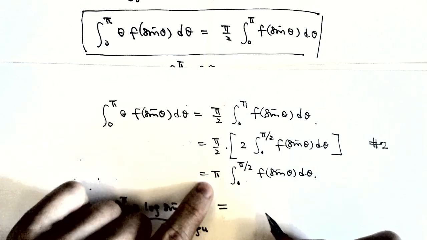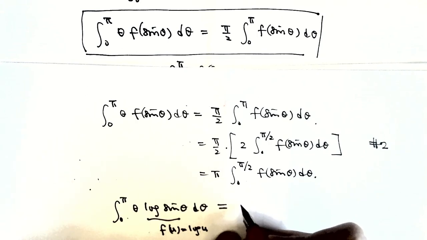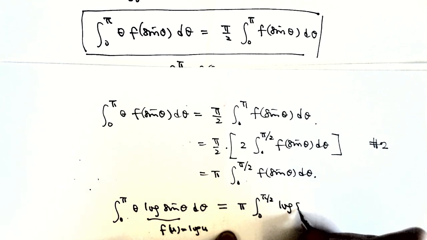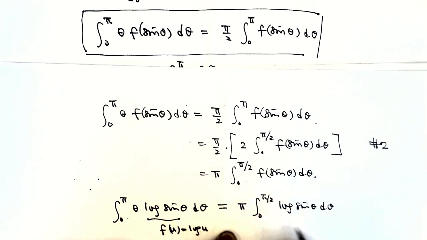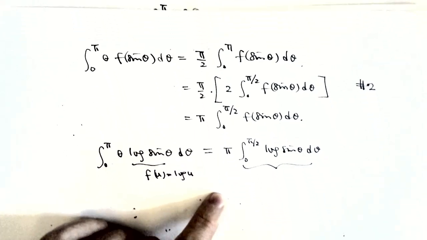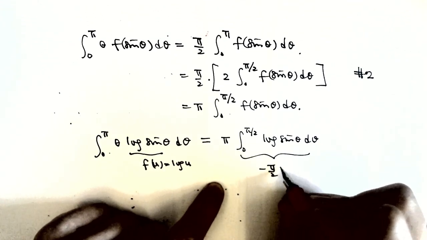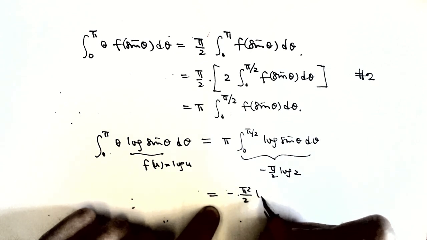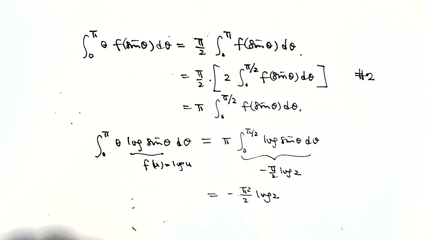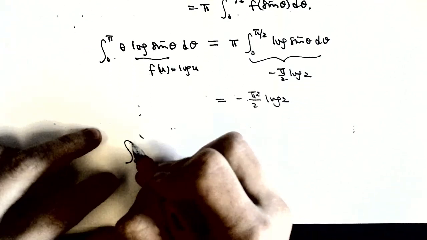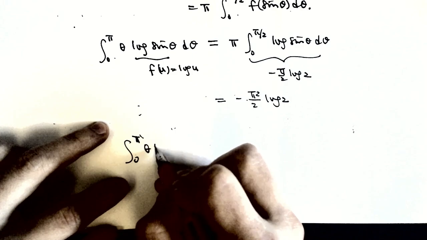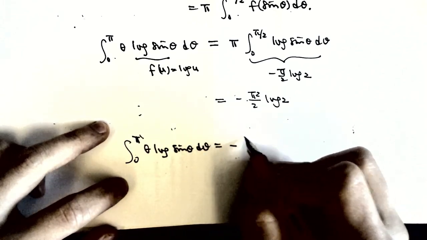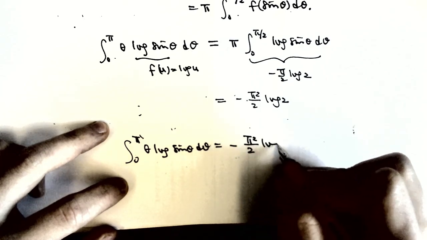So we can apply this identity here. In that situation, we just need to write down pi times the integral from 0 to pi over 2 of log of sine theta d theta. But we already know this integral is just minus pi over 2 log 2. So altogether, we will have minus pi square over 2 log 2. So what we have today is that the integral from 0 to pi of theta log sine of theta d theta is minus pi square over 2 times log 2.